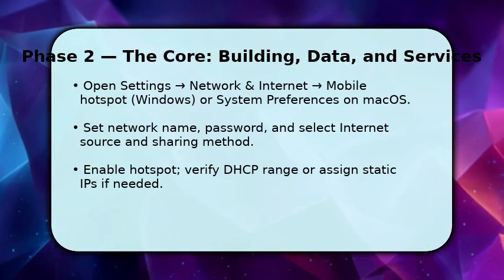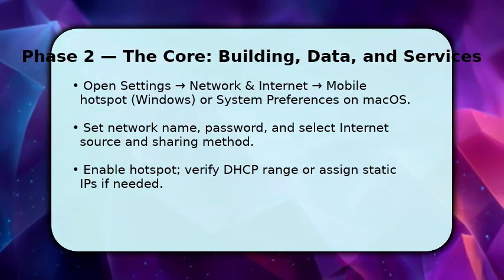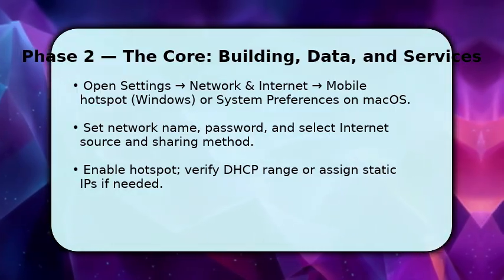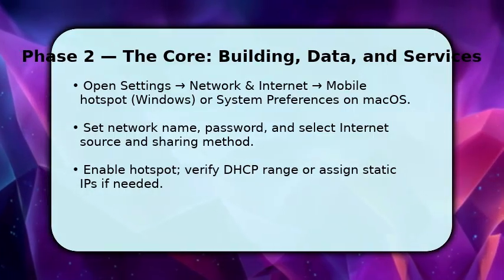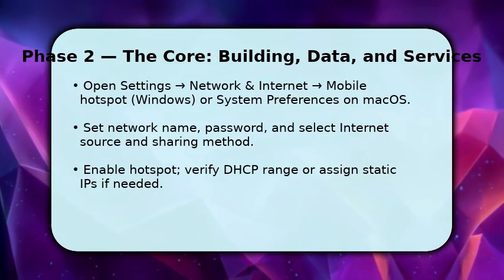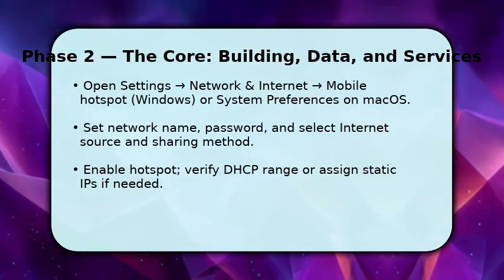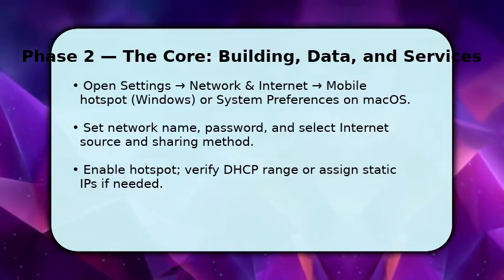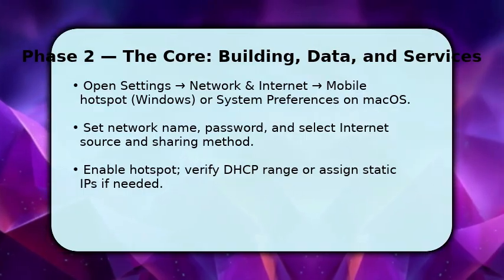You now configure the hotspot. Open the network sharing panel for your OS and locate mobile hotspot or internet sharing. Choose the internet source you will share, Ethernet or Wi-Fi, and select the adapter to broadcast. Next, enter the SSID and password you prepared. Pick the band and enable DHCP so clients get addresses automatically. If you need fixed addresses for printers or servers, assign static IPs inside the chosen subnet.